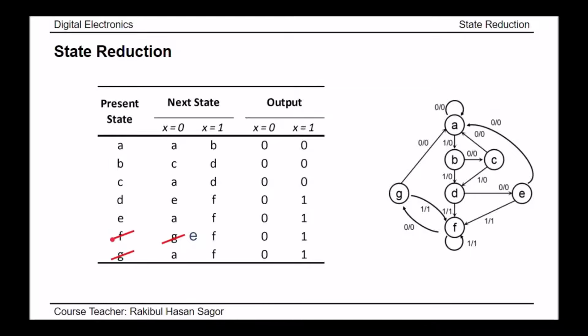So F will be removed, all the F's will be replaced by D. Now let's check again whether we can reduce more states or not. Now we do not get any other similarities.